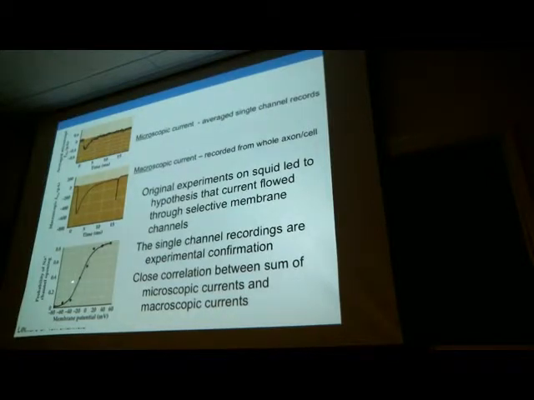If you plot the voltage dependence, so here this is the probability of channel opening versus the membrane potential, that also matches. So we have a really close correlation between the properties of these two things. And so we can kind of infer that they're really the same thing, right? So we can ask a bunch of questions.